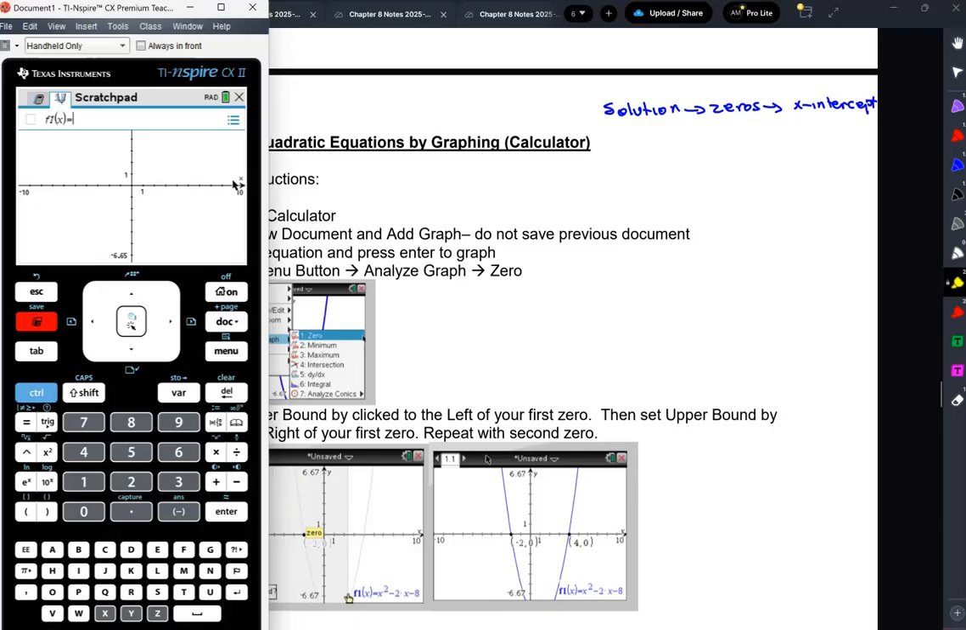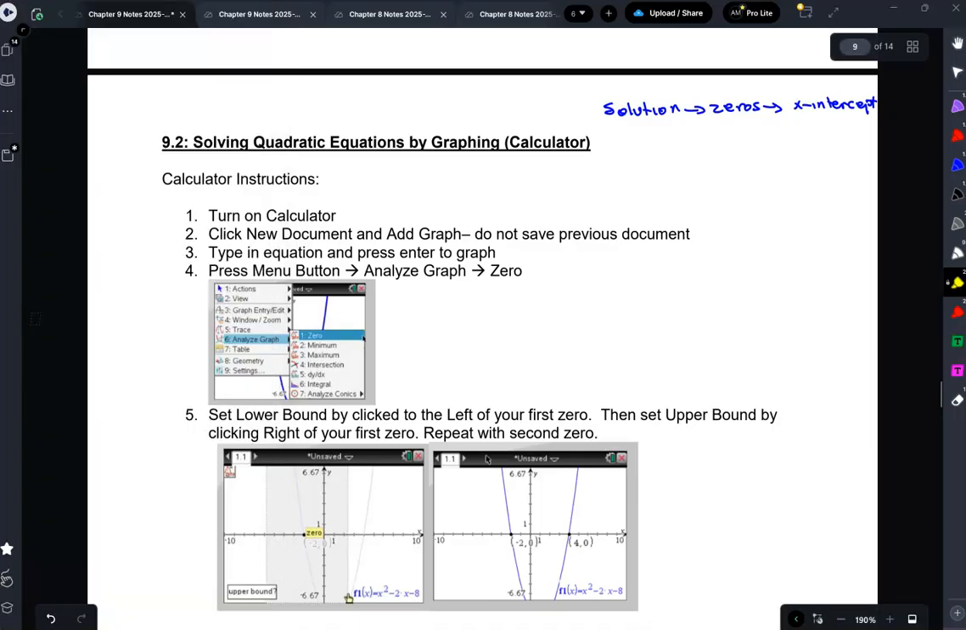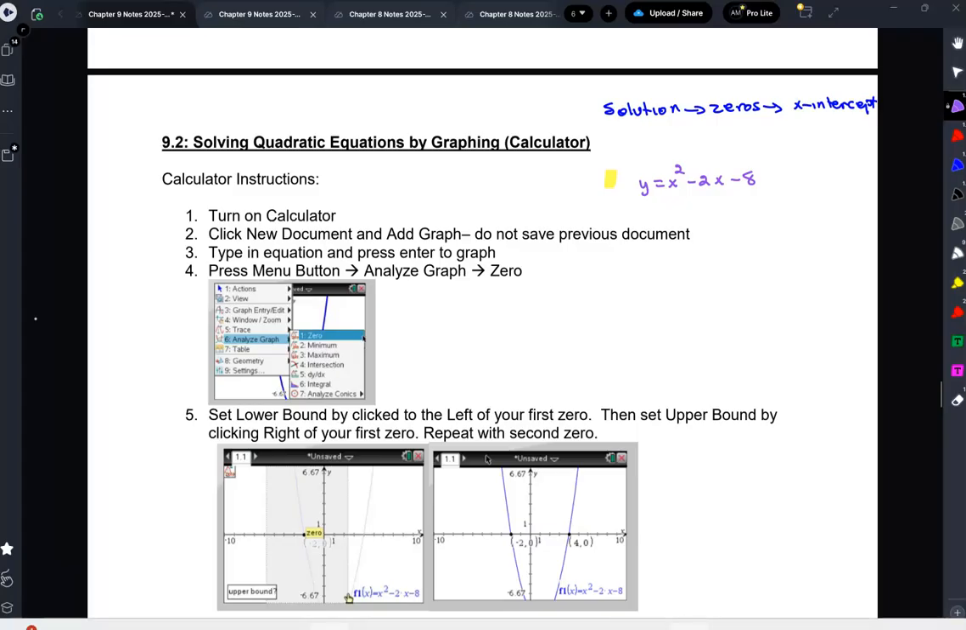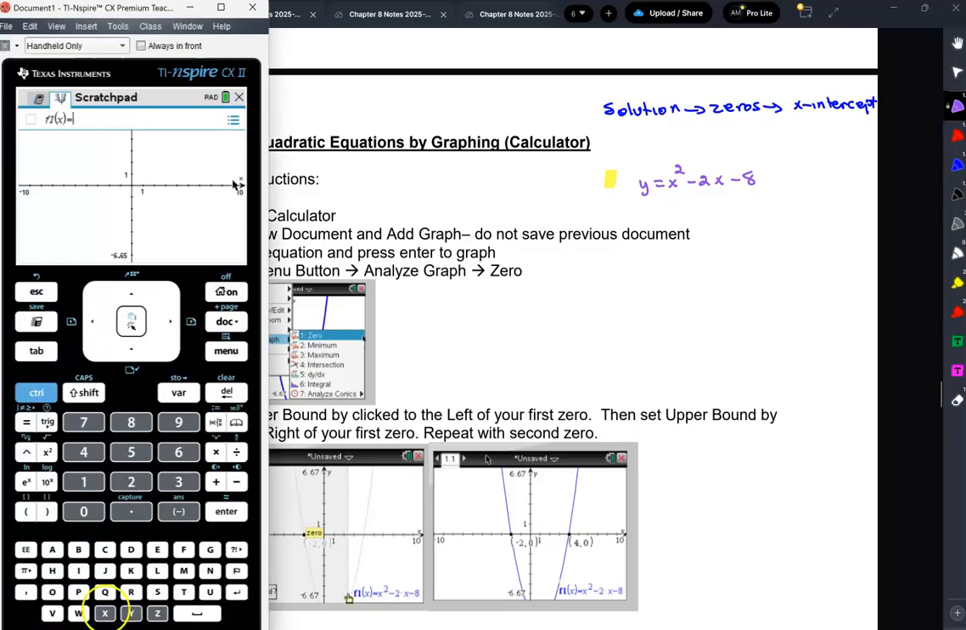In here, we're going to put in an equation. So for now, we're going to put in this equation. I want you to put in y equals x squared minus 2x minus 8. So let's all go ahead and do that. So here, x is at the very bottom. Squared is to the left of the 4. Minus 2x minus 8.